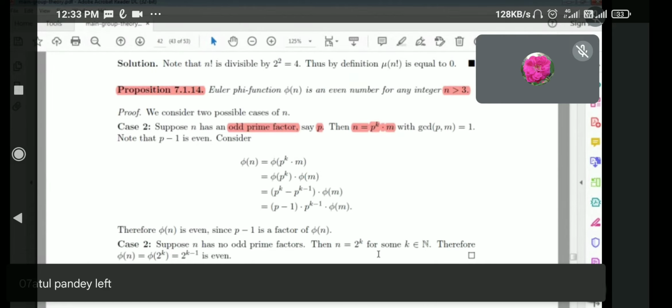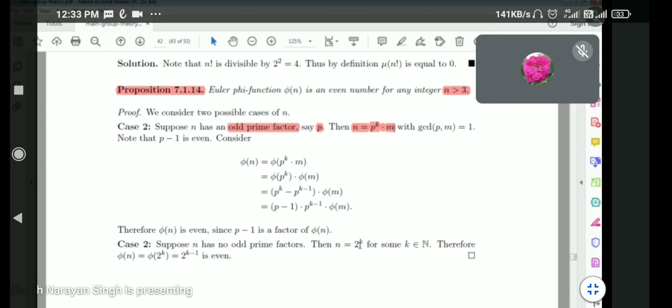But k cannot be 1, because n is always greater than or equal to 3. So k is greater than or equal to 2 only, and you always get an even number. K cannot be 1 because n is a positive integer which is greater than or equal to 3. That means 2^(k-1) is an even number. So that is your verification, and this statement says that whatever n is, if n is greater than or equal to 3, you always get phi(n) as an even number.